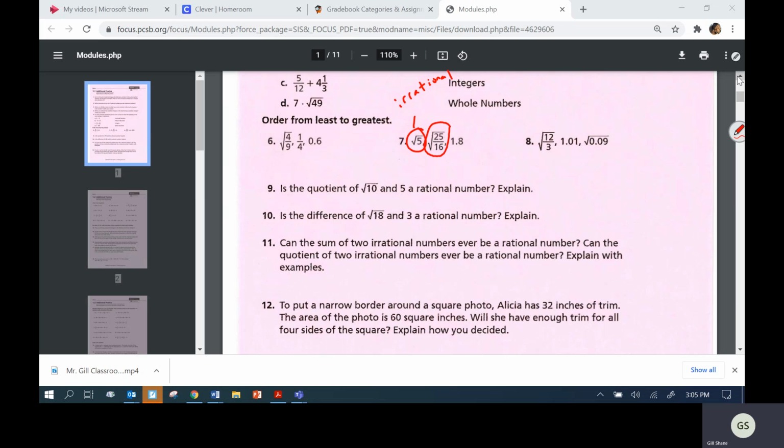This one right here, let's talk about that one. Again, I could rewrite that as the square root of 25 over the square root of 16.